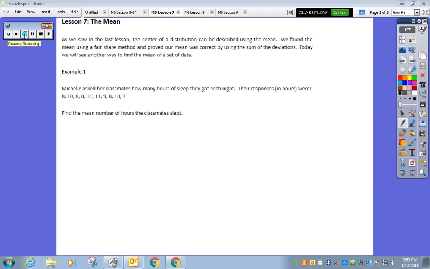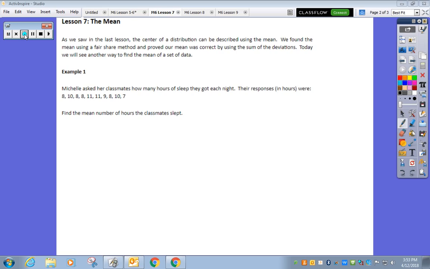In Lesson 7, we are going to look a little bit more at the mean. As we saw in the last lesson, the center of a distribution can be described using the mean. We found the mean using the fair share method and proved our mean was correct by using the sum of the deviations. Today, we will see another way to find the mean of a set of data.